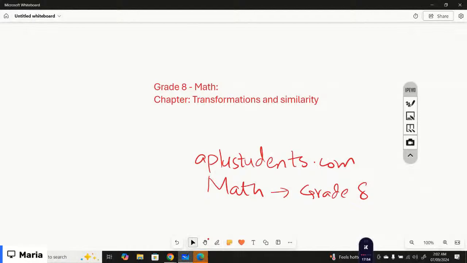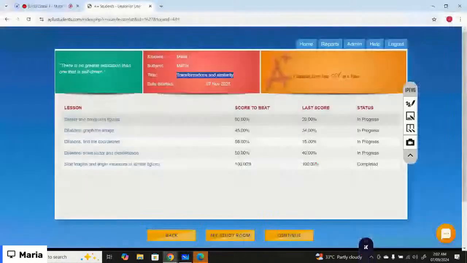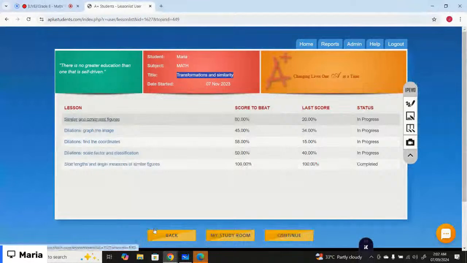Please make sure you have your notebook and pencil so that you can note down the important examples and definitions as well. So here I'm on grade 8 math. The chapter we are on right now is transformations and similarity. Let's start with the first lesson, that is similar and congruent figures.